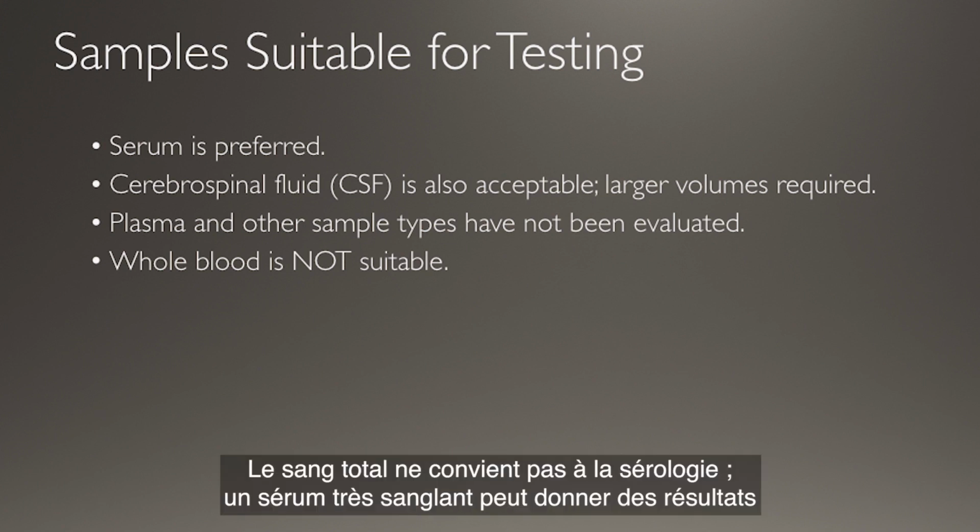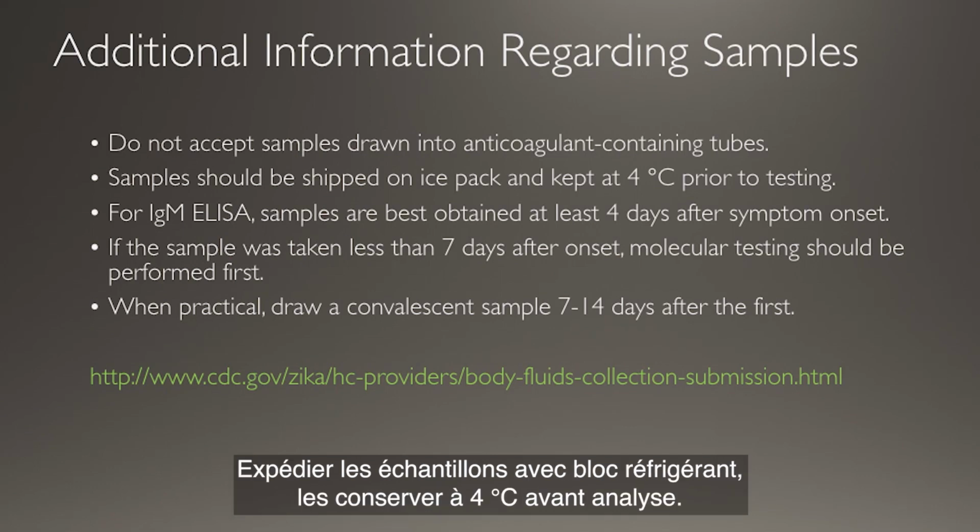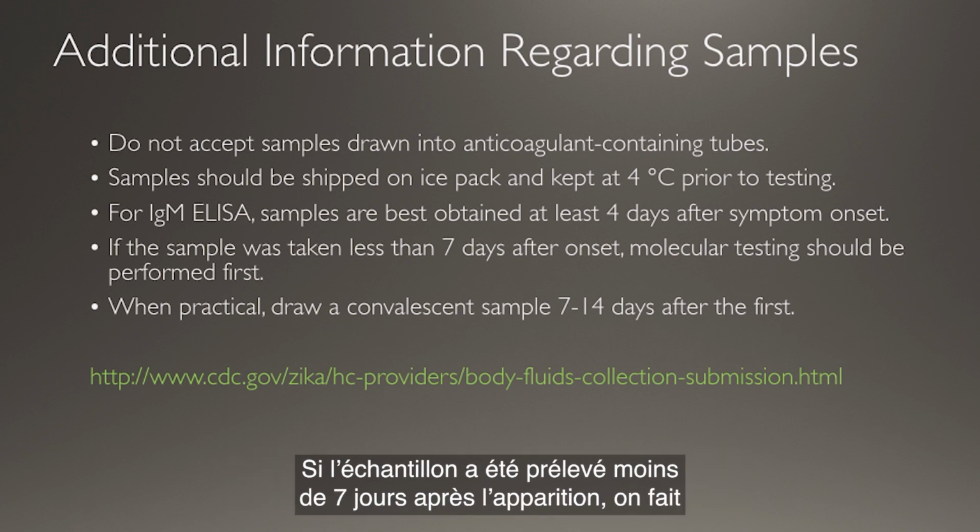Whole blood is unsuitable for serology, and very bloody serum may give unreliable results. Do not accept samples drawn into anticoagulant tubes. Samples should be shipped on ice pack and kept at 4 degrees C prior to testing.